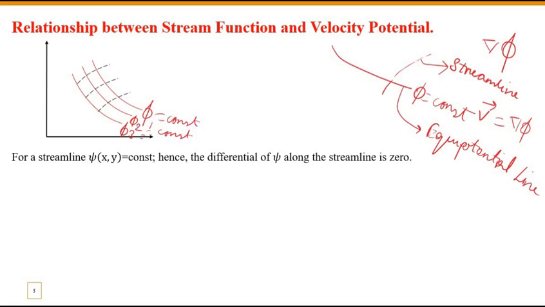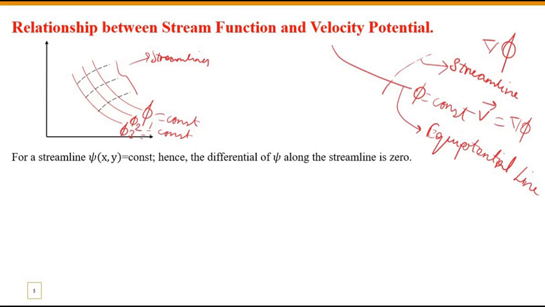So here we consider a two-dimensional irrotational flow, and also the flow is incompressible, and we are considering this flow in the Cartesian coordinate system. Now these are my gradient lines, also known as the streamlines, as we have depicted over here. For a streamline, I can write psi of x, y is equal to constant. When I say this, it means the differential of psi along the streamline is 0.